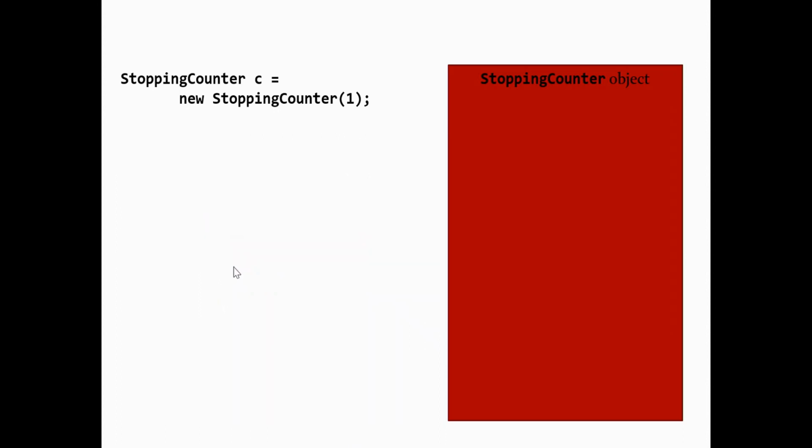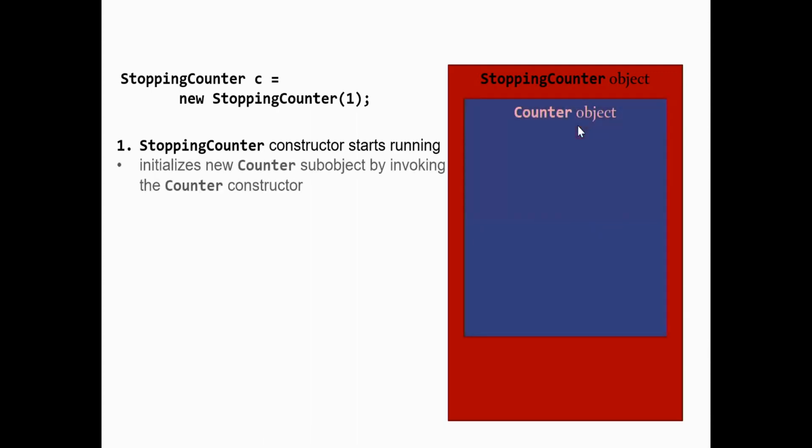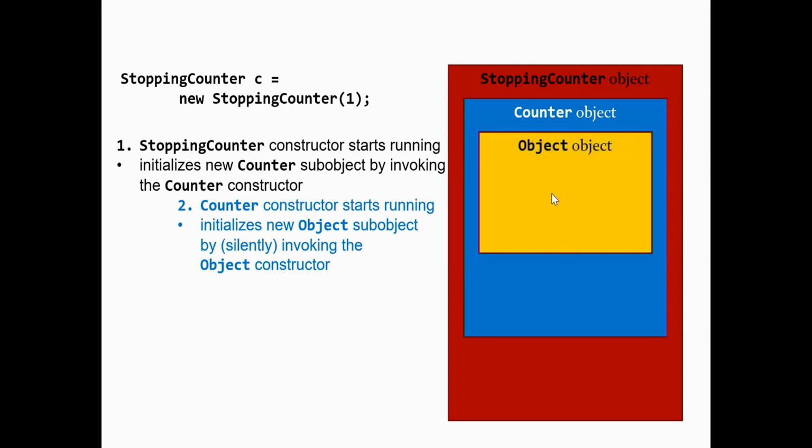So stopping counter object is created, and we start to initialize it. That causes the counter object inside of it to be created, and we start to initialize it. That causes the object part of counter to be constructed, and we start to initialize it. And then we're done. So we finish building the object part.